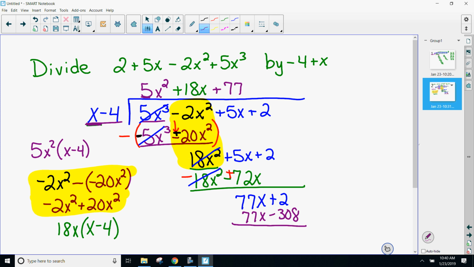Now what do you do to those values? Subtract. If you subtract, that's the same thing as changing the signs, right? So this becomes a positive 308. So what are you left with? These cancel. And you are left with 310?